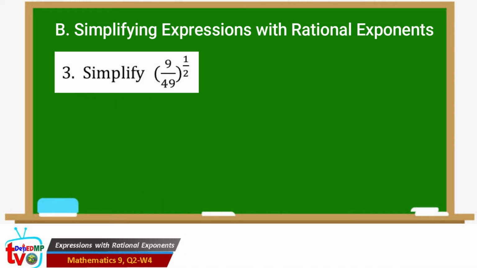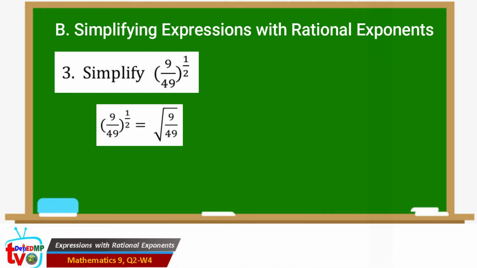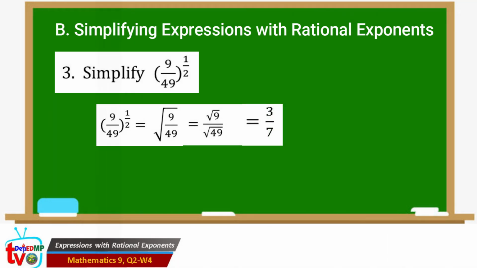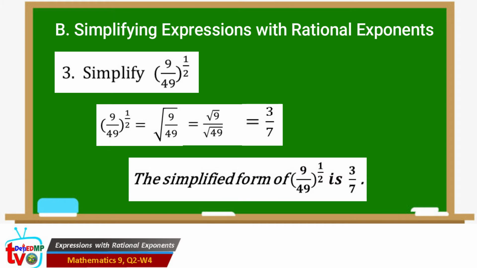Number 3, simplify the quantity of 9 over 49 raised to 1/2. In radical form, it is the square root of 9 over 49. Separating the numerator and denominator, square root of 9 over the square root of 49. Extracting the square roots of both numerator and denominator, we will arrive at 3 over 7.